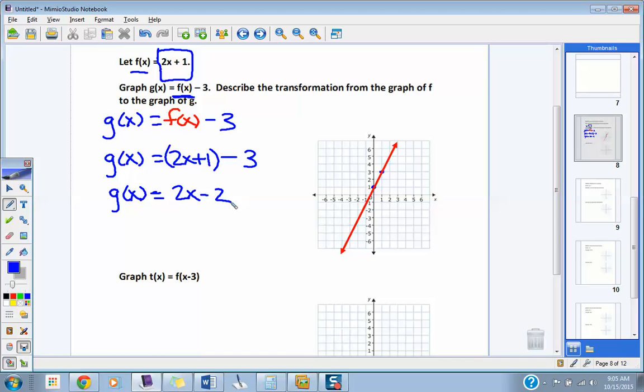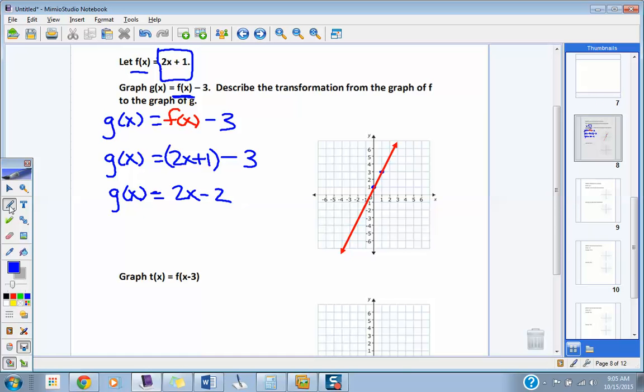I've taken my f of x. I've substituted what the f of x equivalency was. I've simplified as much as I can. Our job would be to graph a new line. Once I've got this new line graphed, we want to talk about the description of the transformation. What effect did negative 3 have on that original graph?